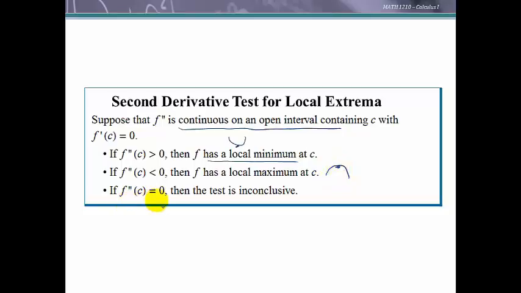And if the second derivative is 0, we don't know anything. We may be suspicious of something. We may think, well, if the second derivative is 0, we've probably got an inflection point there, but we would need to determine that still. It doesn't tell us just because the second derivative is 0 that we do have an inflection point. We don't know that. So this theorem is a direct result of our concavity theorem.